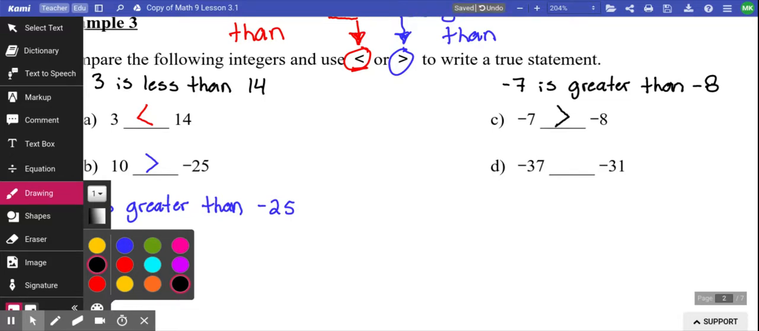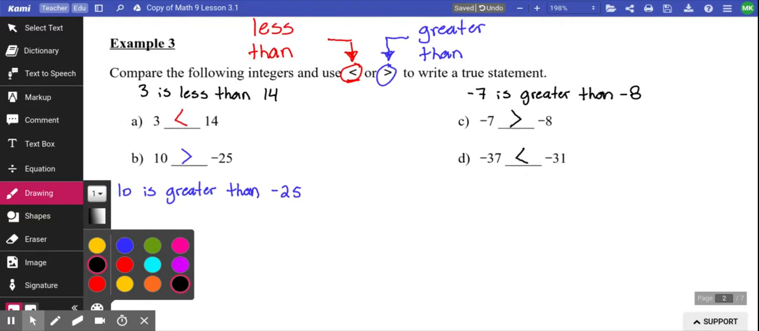And the last one we're going to do, I'm not going to write out the sentence. Negative 37 is less than negative 31. I know you're good with the symbols. That's why I'm stressing the words. And then in the future, you're also going to have multiple things, right? So you'll have X, Y, and Z, and you have to compare and order those letters. So it gets tricky. If you know the words, it's a heck of a lot easier.